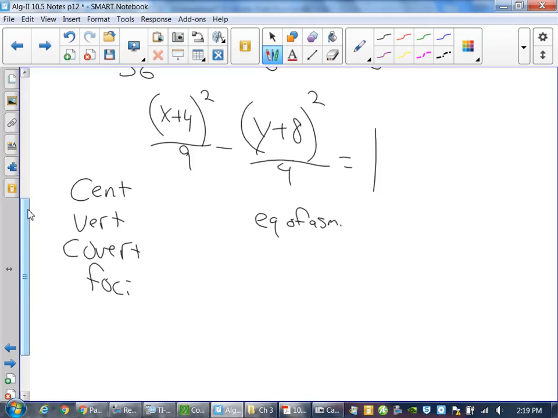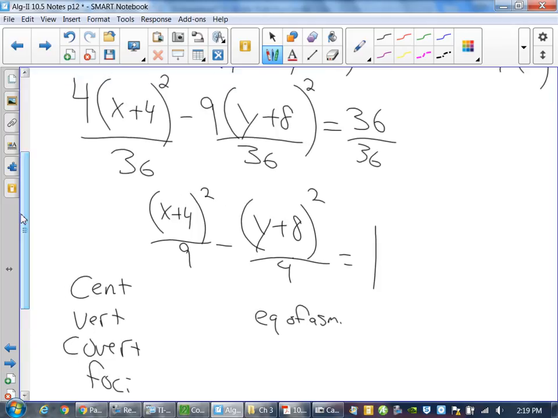What's up? I don't understand how you go from 4 quantity x plus 4 squared divided by 36 to x plus 4 squared. What's 4 over 36? 1/9. Oh, 36 is 9 over 4, now I see it. Alright.